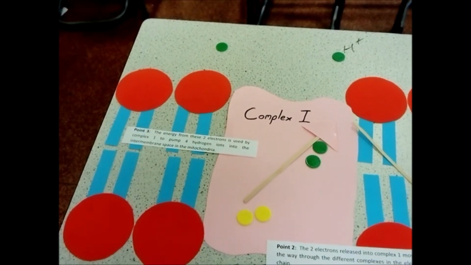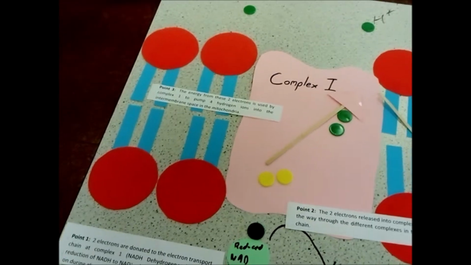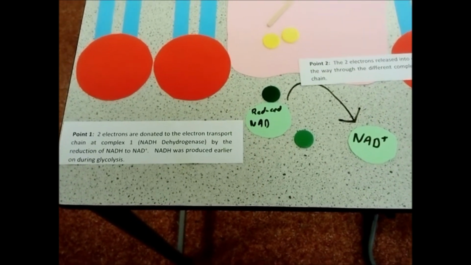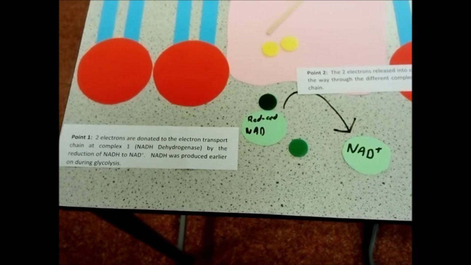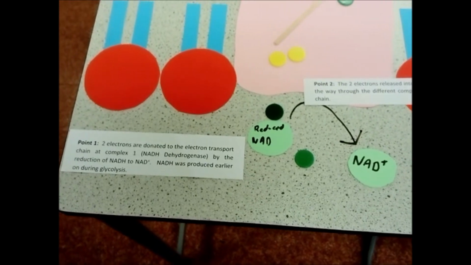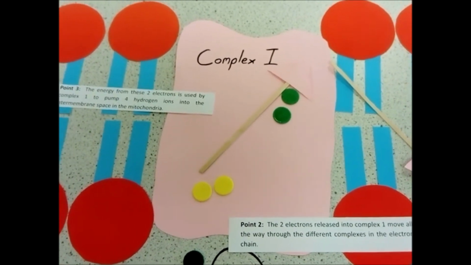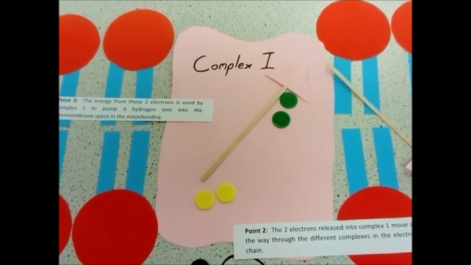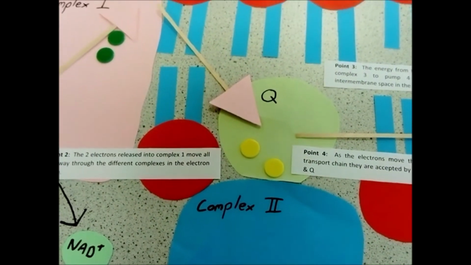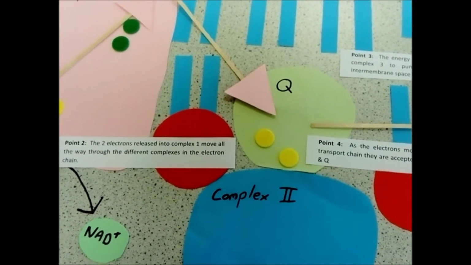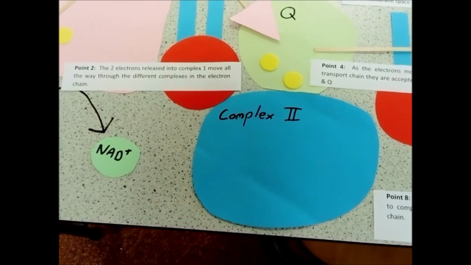minute. Hello and welcome to this A-level revision video on the electron transport chain. The first stage in the electron transport chain is that reduced NAD from the Krebs cycle donates 2 electrons into complex 1. The 2 electrons enter complex 1 and provide the energy for 4 hydrogen ions to move across it. These 2 electrons are then accepted by electron acceptor Q and move down the electron gradient.